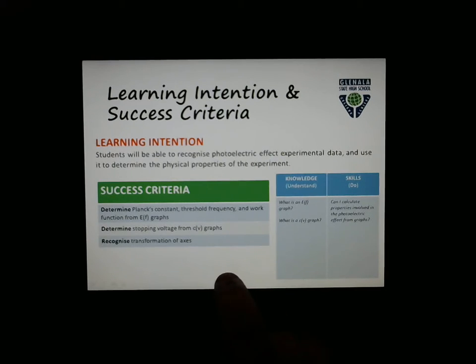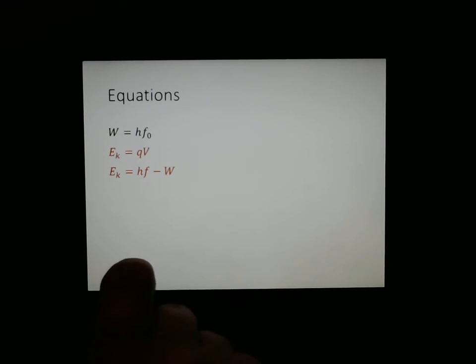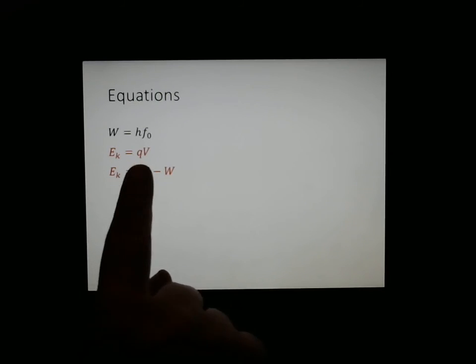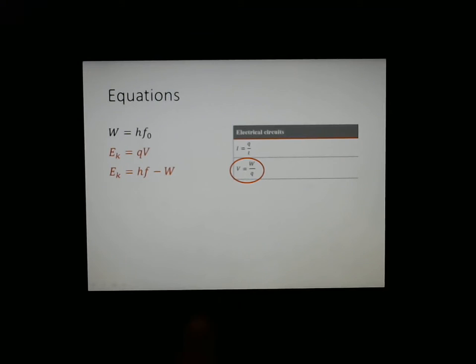So, as mentioned in the last video, we've got the following equations for the photoelectric effect. But I'm going to focus on these two. They're the main ones that relate to the experimental data that you could examine on an exam. Now, do keep in mind that this formula, EK equals QV, is actually from electrical circuits, and it's written like this. It's not under quantum theory.